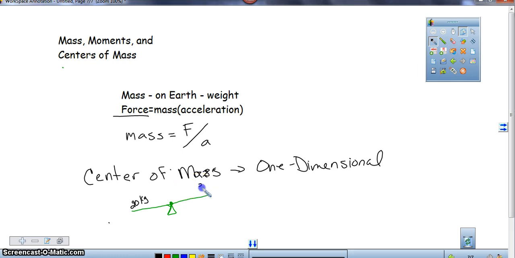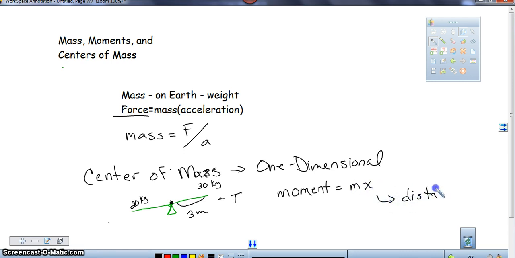And a 30 kilogram weight here, and let's say that this one is 3 meters from this point right here. If I want this to be balanced, I would need to know the distance from this point out here where I want to set that 20 kilogram weight. And that is just a direct variation. We call that a moment, the moment about a point. So the moment is equal to the mass times x, where x is a distance from that point, or the fulcrum if you're talking about a teeter-totter or seesaw problem.